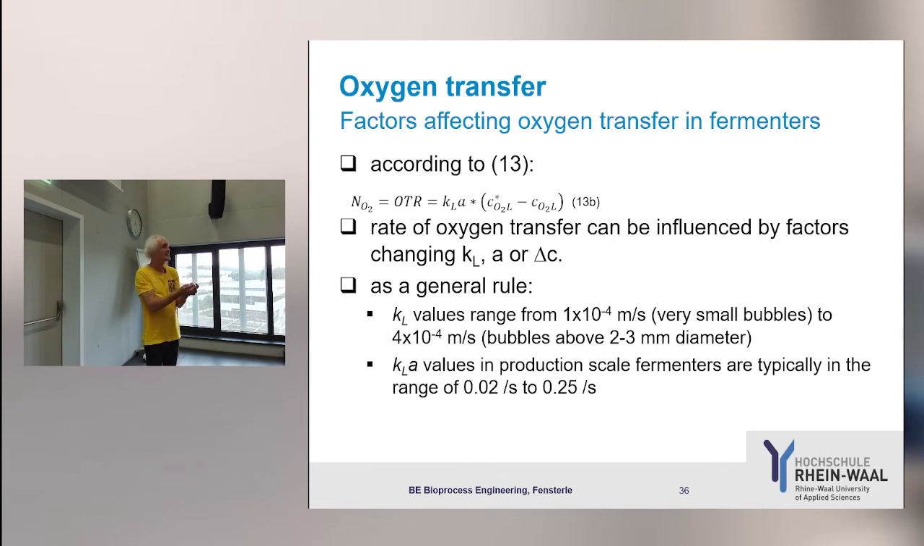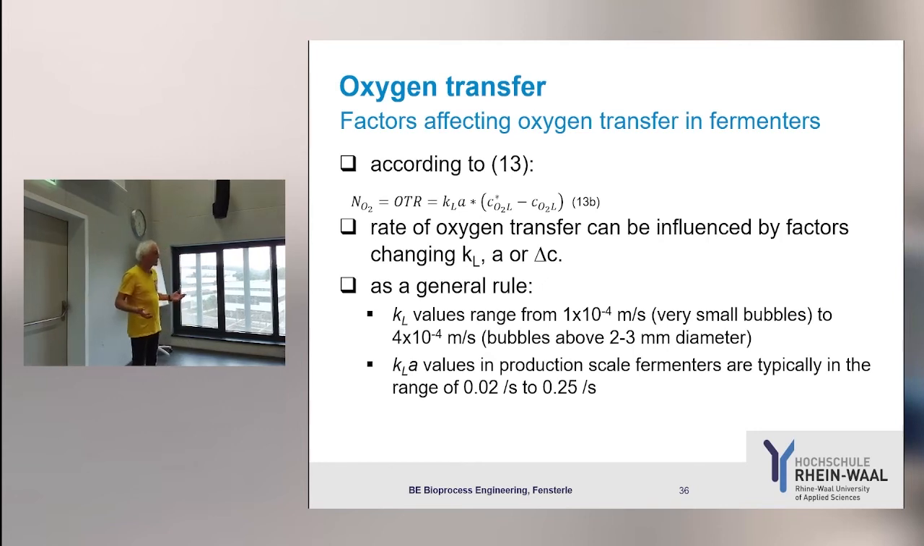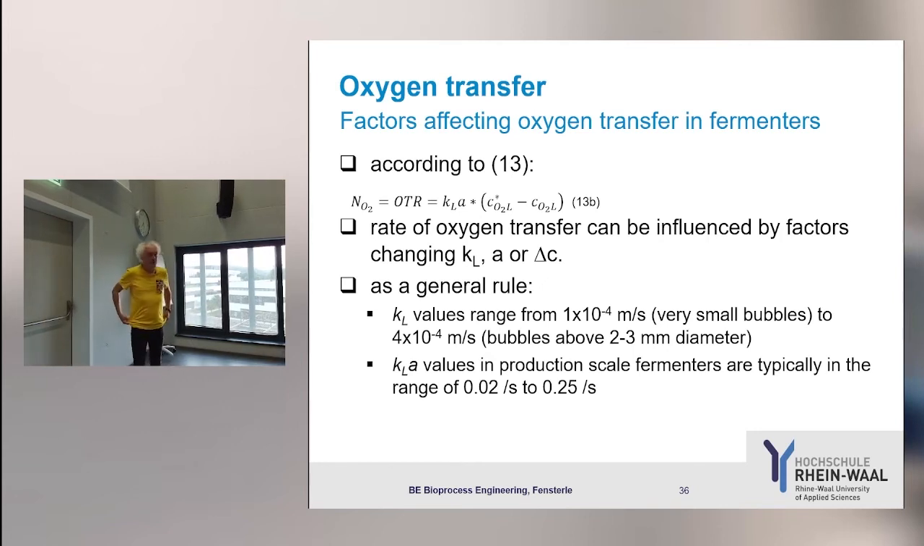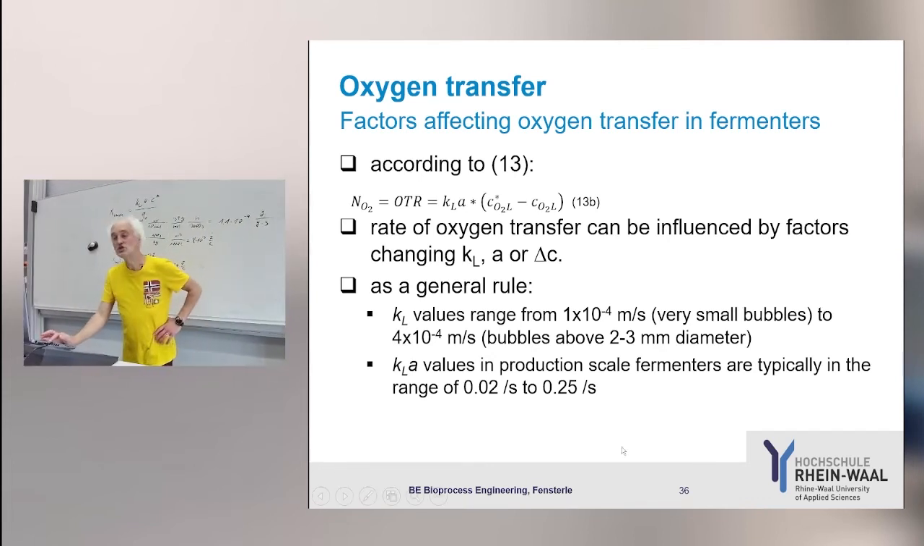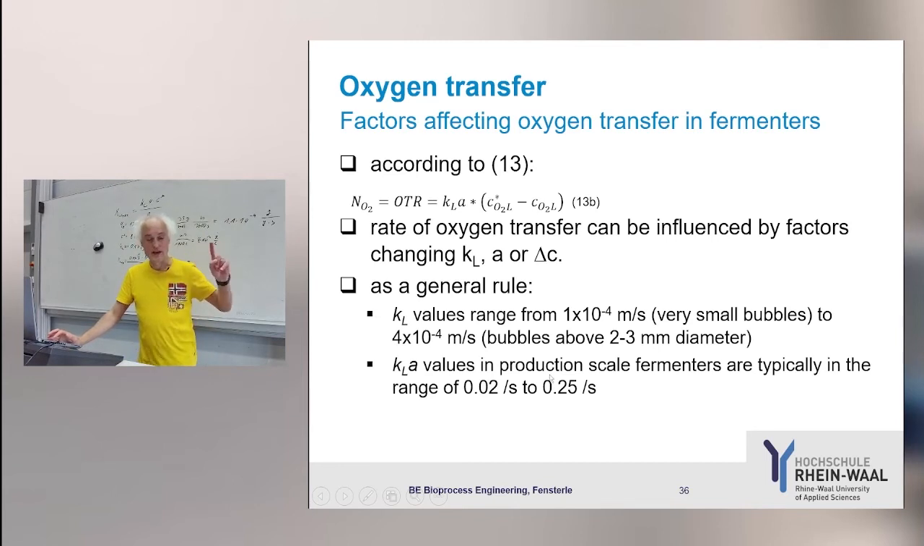So at the end, the smaller your bubble, the smaller your KL, the better it is. And at the same time, the smaller the bubble, the higher the surface, the better it is. So it's wise to produce small bubbles, which comes in a second. If you look at reality, the KLA values you achieve in production scale fermenters are usually in the range of 0.02 per second to 0.25 per second.